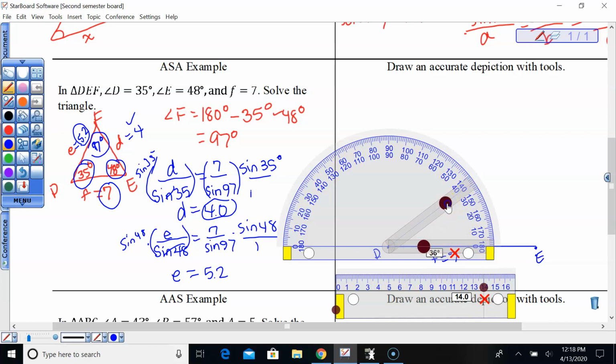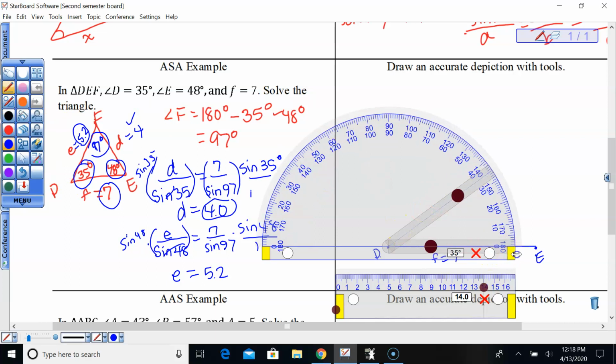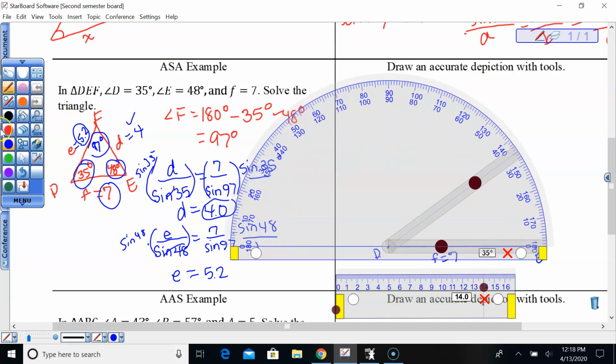There we go. No, 35. It always takes a little bit of time to be precise here. And actually, I'm going to extend this out just a little bit so I can get a nice long line. What we're going to do is just draw a nice line along, make a mark there.